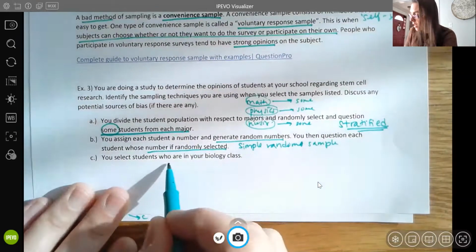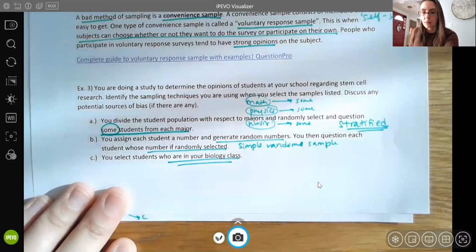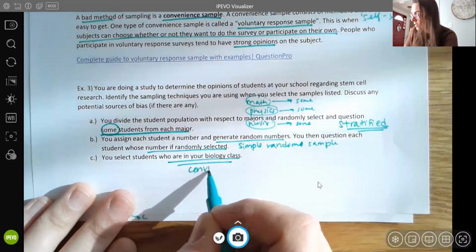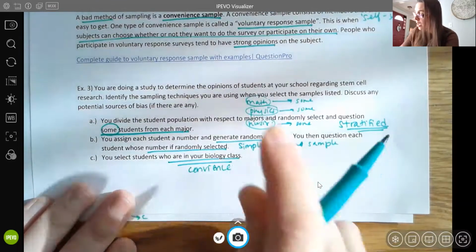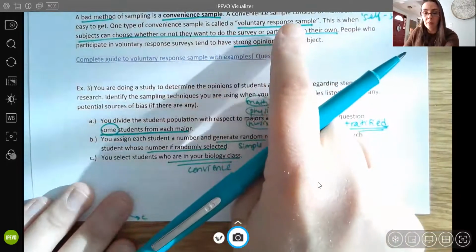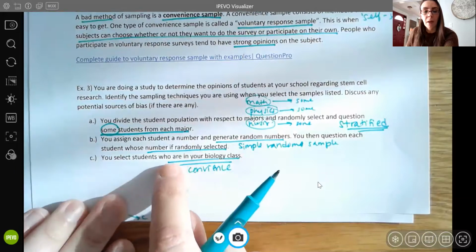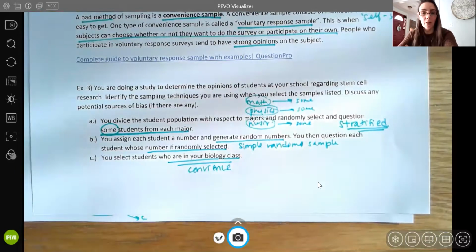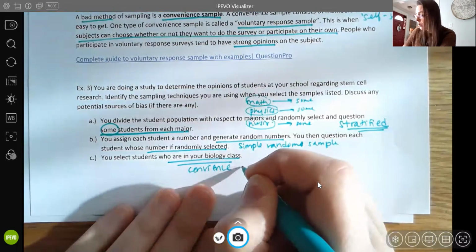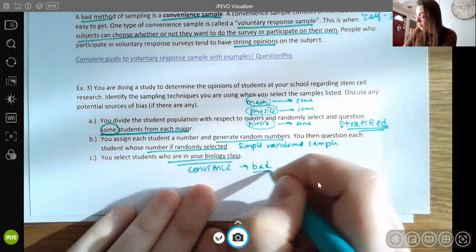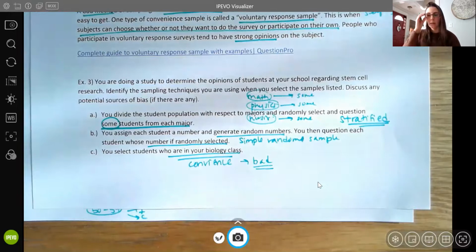You select students who are in your biology class. So this is definitely a convenience sample. It's not a voluntary response sample, which is a type of convenience sample, right? Because I'm still choosing the people, but I'm only choosing people in my class. So people that I already know. That's very convenient. So that's a convenience sample. This is bad. Don't do this. Right? So that's going to give you biased data, not unbiased data. So you need to find a different way to sample.